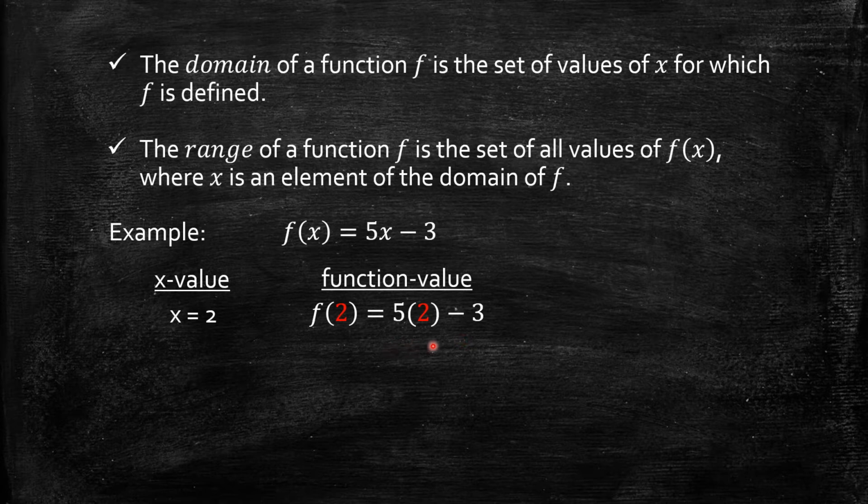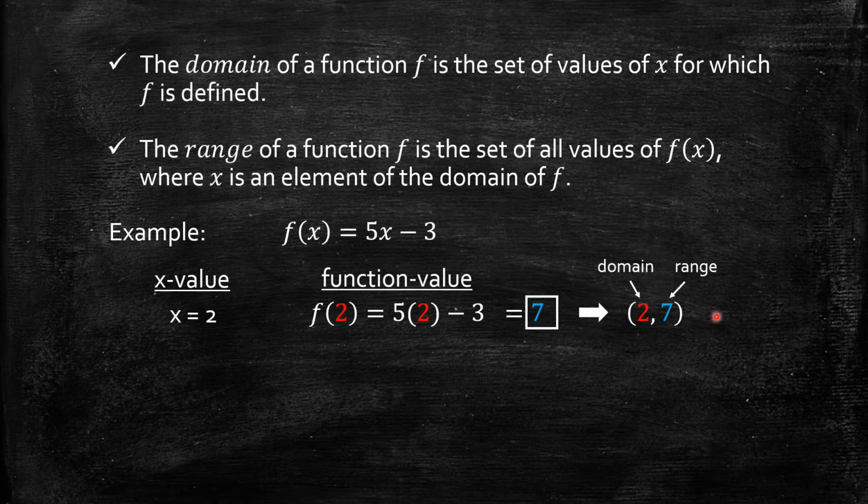5 times 2 is 10. Minus 3, the answer is 7. And this one can be written as an ordered pair. It will be (2, 7), where 2 is our domain and 7 is our range.